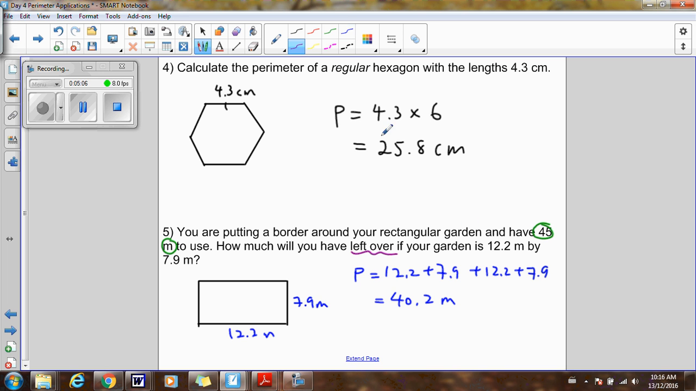But since we started with 45 meters of fencing, so to find out how much you have left, you have to take the number 45 and subtract the perimeter, which is how much fencing we used, and you're going to get the answer 4.8 meters. So that's how much that's left over.